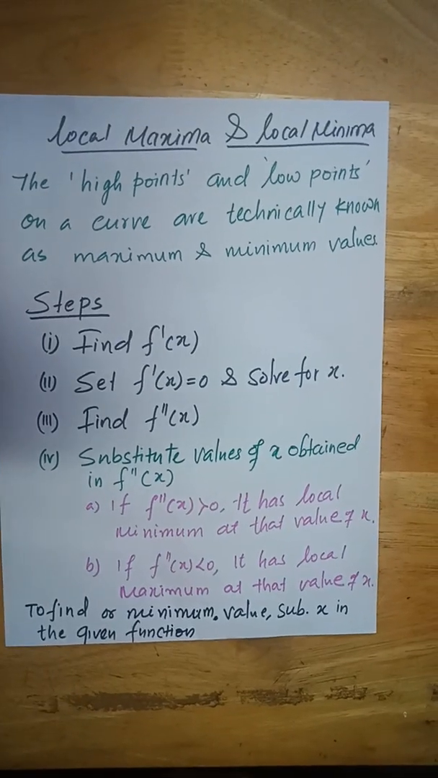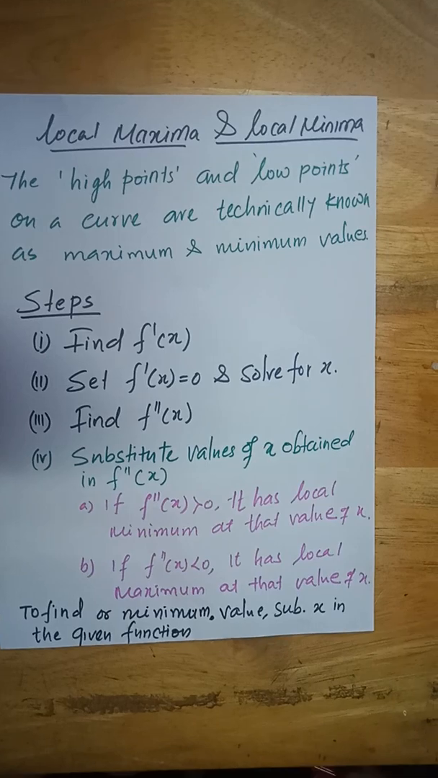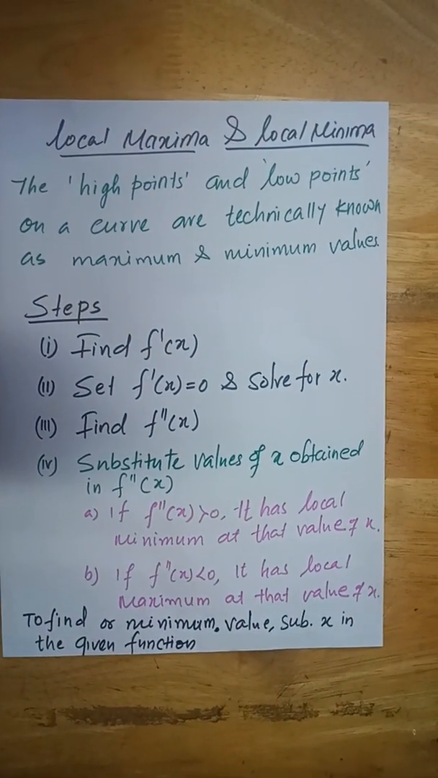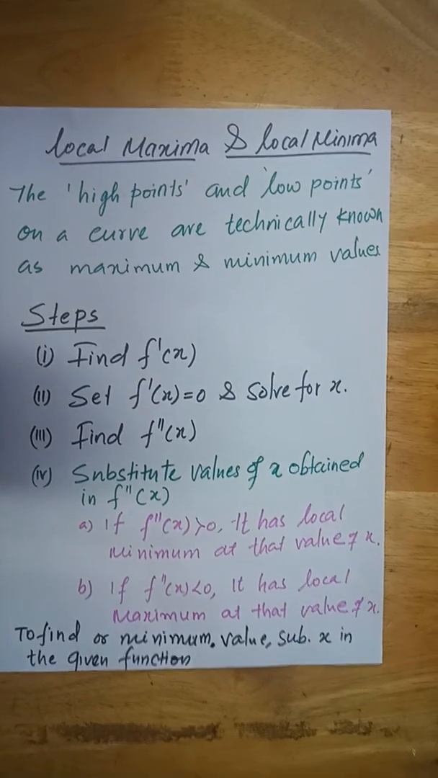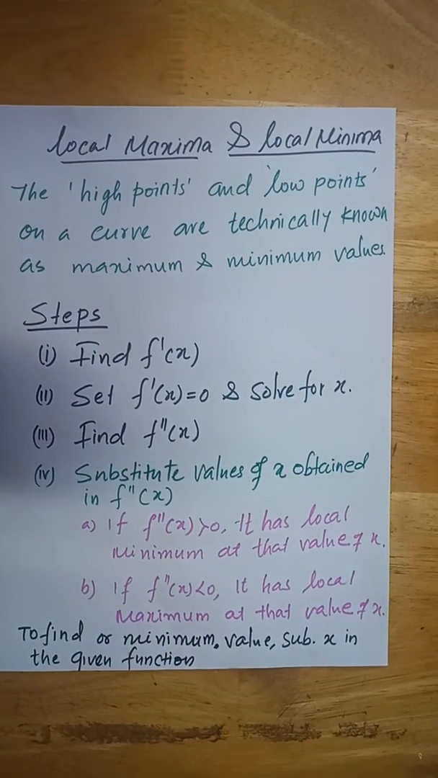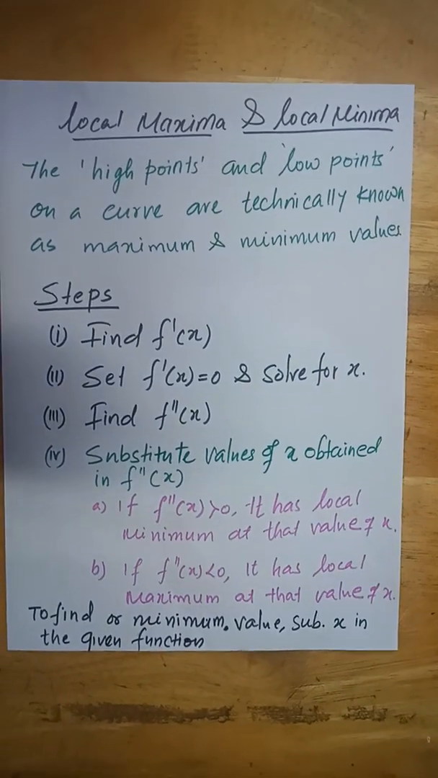Study the local maximum or local minimum. This topic you have already studied in class 12, that is maxima and minima. So the highest point and the lowest point on the given curve are called the maximum and minimum values. Okay. So now we have a few steps to find the local maximum and local minimum.